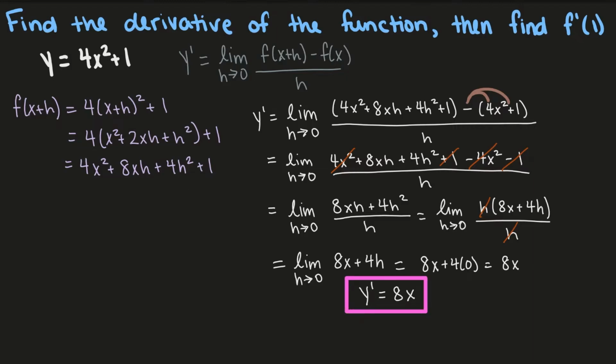Now the second step to this was to find the value of our derivative at x equals 1, or find f prime at 1. So if we plug in 1 for our x, we would get 8 times 1, which is equal to 8, which means the slope of our tangent line at x equals 1 of our function y equals 4x squared plus 1 is going to be 8.